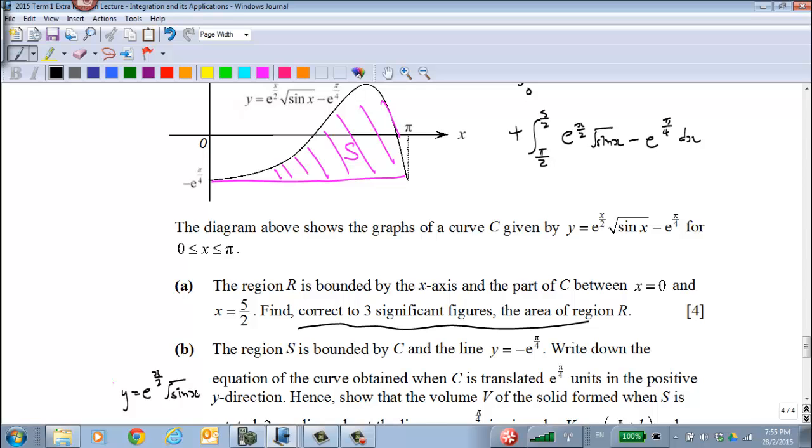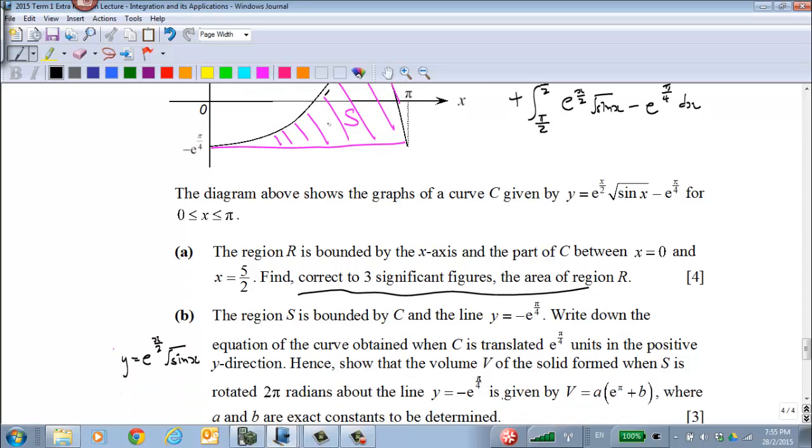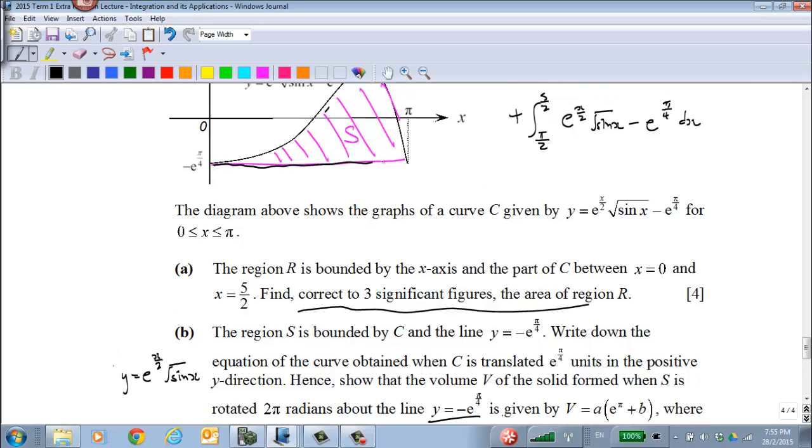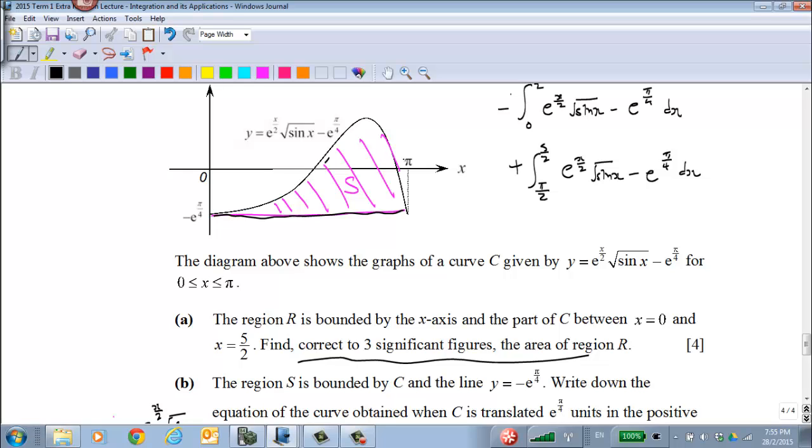The equation of the curve is something like this, because it's basically just plus e pi over 4 to the expression of the original curve. Then after this, you are supposed to hence show the volume formed when S is rotated about this line. The problem with your syllabus is this, okay? Your syllabus only provides you with 2 equations for finding volume of revolution: pi y squared dx and pi x squared dy. Pi y squared dx is for the volume rotated about the x-axis, whereas pi x squared dy is for the volume rotated about the y-axis. But this axis that you can see when we rotate the volume is not the x-axis or the y-axis.